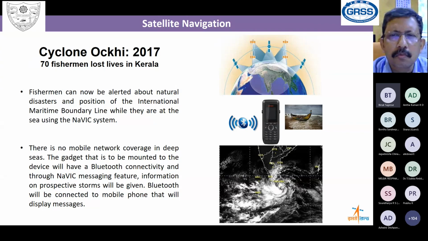One of the satellites of IRNSS had the ability to send and receive text messages. So ISRO developed a device which could connect to the mobile phones of the fishermen through Bluetooth. The device was attached to the mast of the ship, and information about all the impending disasters could be sent from the control center on the coast to the fishermen. In fact, this has also been used for geofencing, so that the fishermen inadvertently do not cross into the waters of other countries.